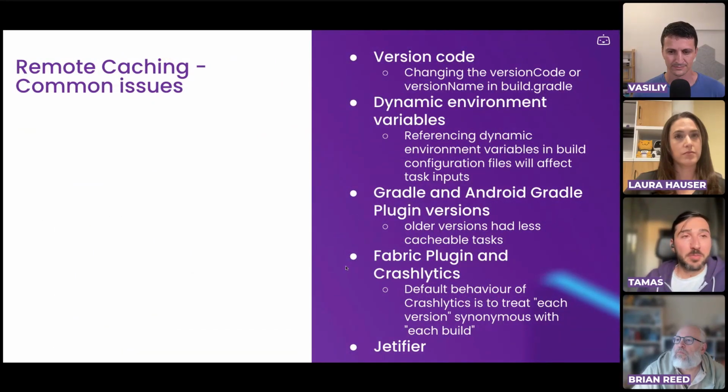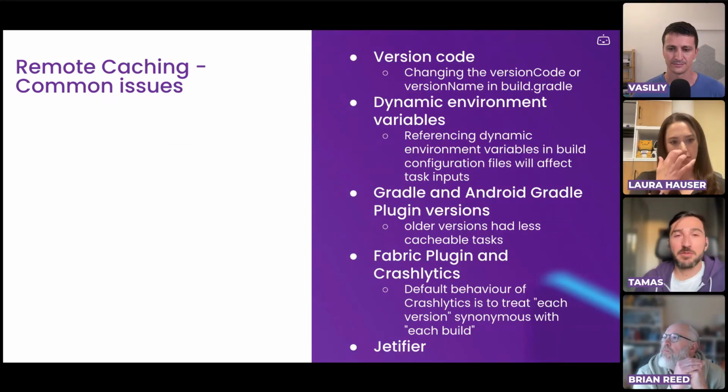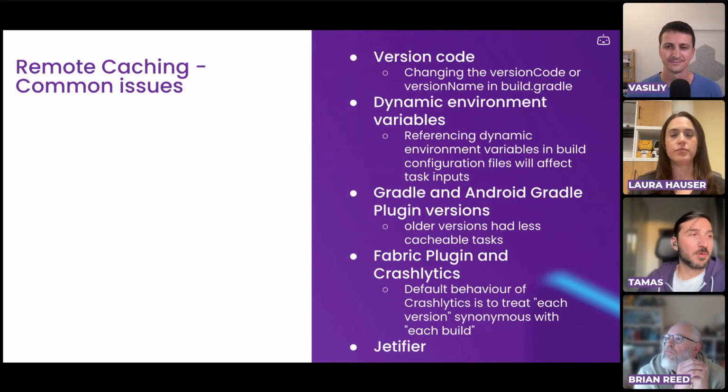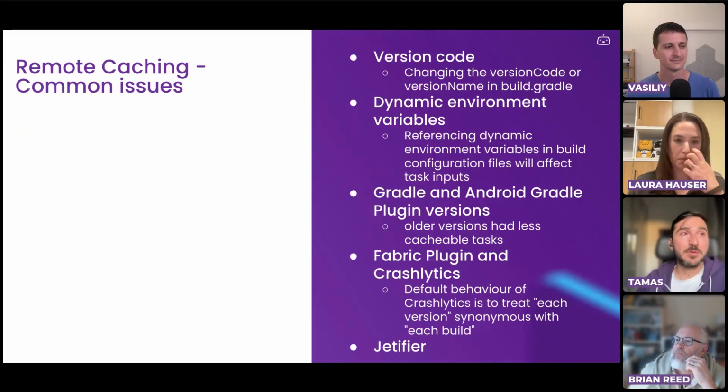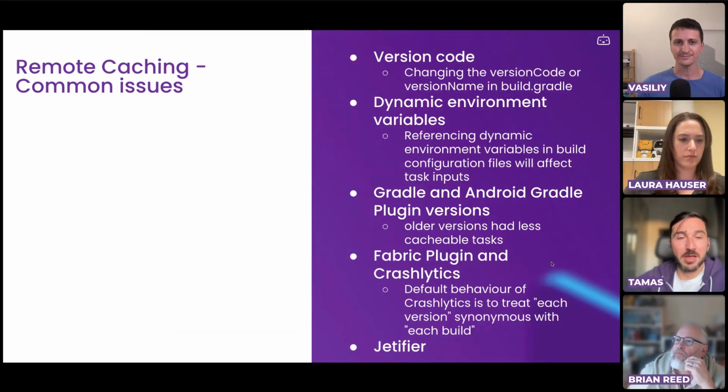I listed here a couple of common issues like the version code and dynamic environment variables that are quite common causes to rebuild different tasks. If you want to further optimize your caching solution, you would be able to look at these specific points.